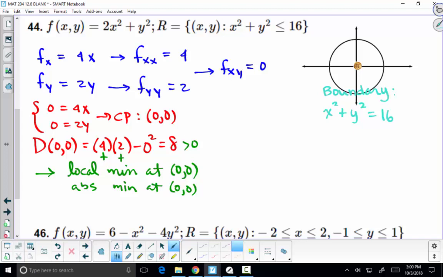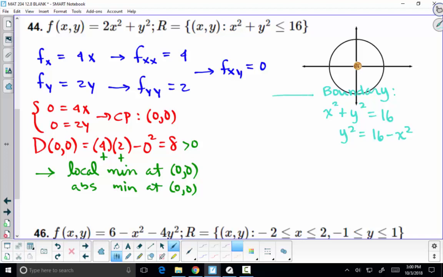So what we want to do is plug the boundary into the function to turn it into a one variable function along the boundary, because then we can differentiate one variable style, prime style. So if we look at this, we can solve this for y squared. Y squared will be 16 minus x squared. So now we're going to plug this into the function.